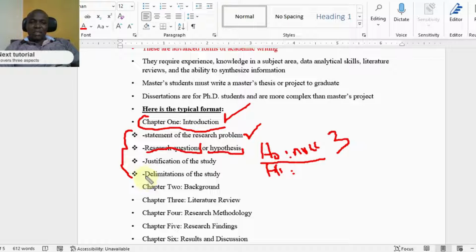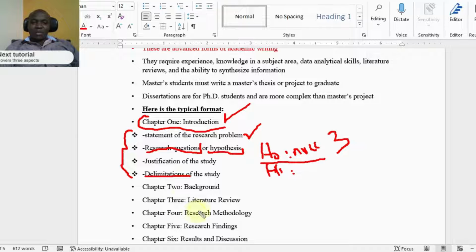Then we have what we call research delimitations. Basically, what challenges do you expect to encounter as you do your research?